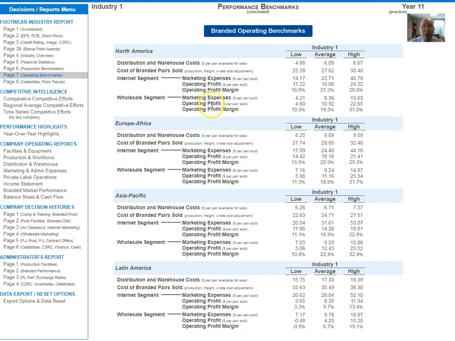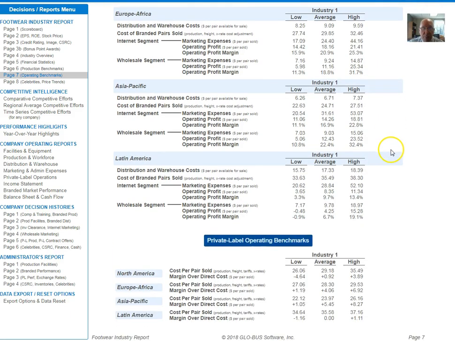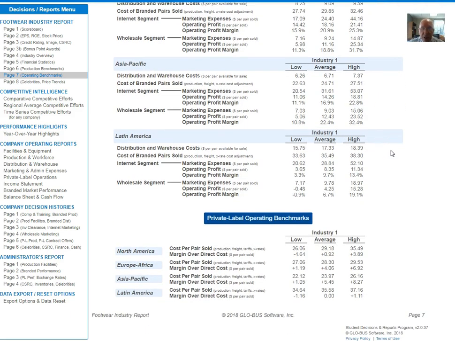In North America, in the wholesale segment, there's a $9 difference between the low and the high in terms of marketing expenses. And there is what, an $18 difference between the low and the high in terms of operating profit. Those are very substantial differences. It's good to know where I fall, and that is important information about why I did, and then start to tip me towards how I can do better.